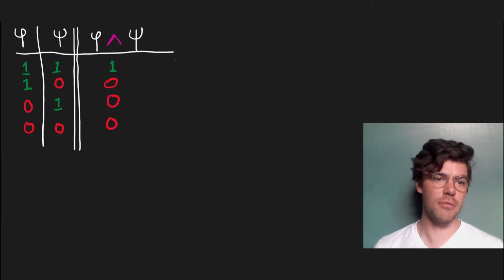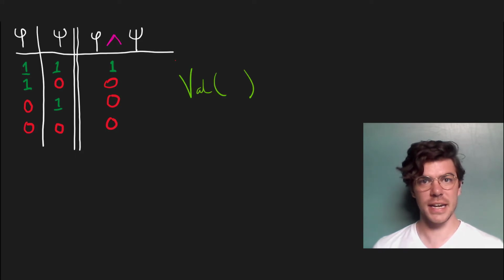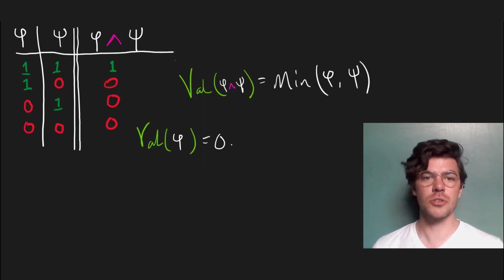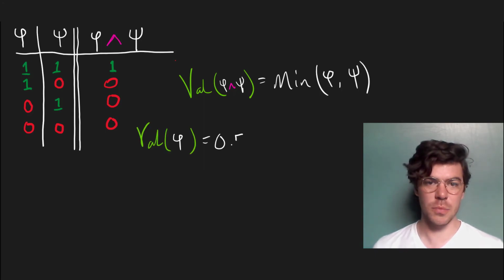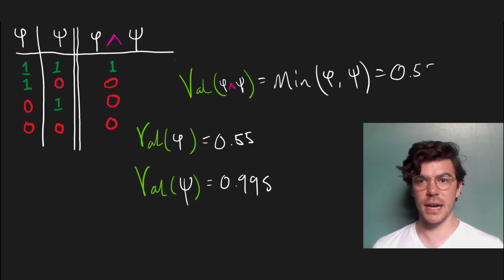Now, if we have fuzzy truth values that we're dealing with, then the value of phi and psi will be equal to the minimum truth value of the two of them. So suppose that the value of phi is 0.55 and the value of psi is 0.99. Then the minimum of these will just be 0.55, and that is the correct answer for phi and psi.